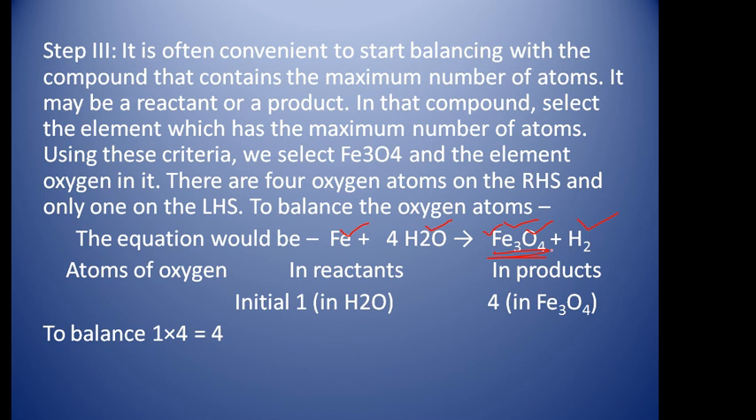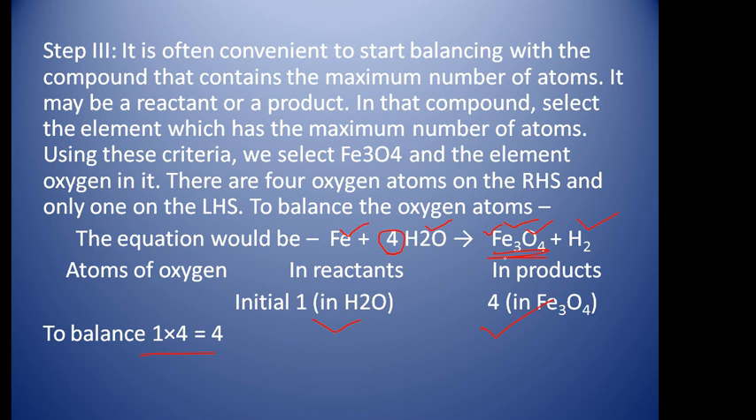So we will start with which atom? Oxygen. Now in the reactant side it is 1 only. In the product side it is 4. So how can you make them equal? Simple, very simple. If you multiply with 4, here it is 1 and here it is 4. So if you multiply this with 4, then it will be equal. Got my point?